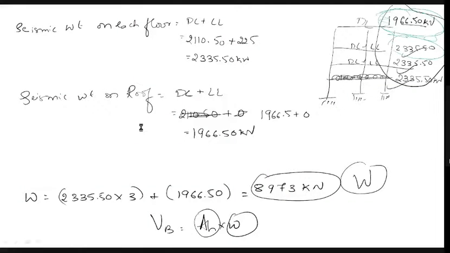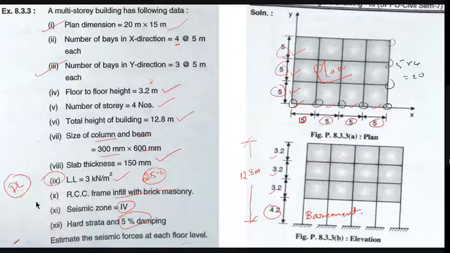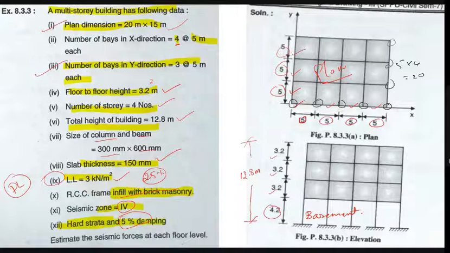Just we will glance it once more. See, it is a multi-story building. He has given the plan, okay, in X direction and Y direction. So he has given the number of bays, that is 4 bays, and each bay is at 5 meters center to center. Therefore, he has given bays in Y direction also. Floor height he has given, number of stories he has given. Okay, everything he has mentioned. The thing is that just give importance to the infill, whether he has mentioned infill or not. Okay, see the zone, see the strata, and see the damping.